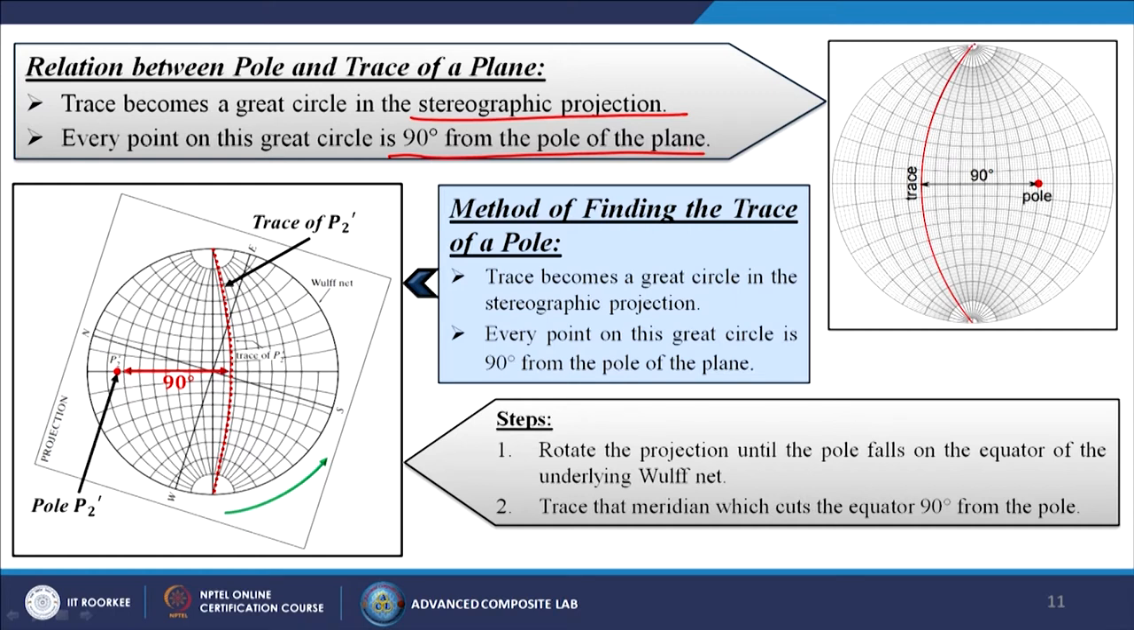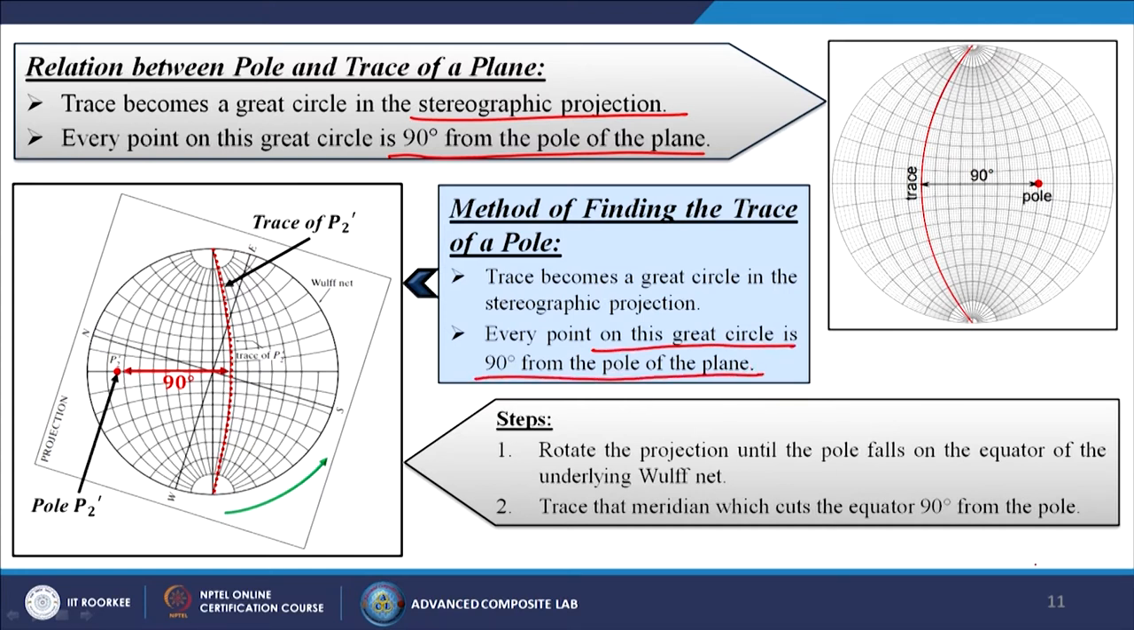So, already we have gone through this. So, this is the trace from the pole, it is absolutely 90 degree. Now, the method of finding the trace of a pole. The trace becomes a great circle in the stereographic projections, which we have already gone through. Every point on this great circle is 90 degree from the pole of the plane.